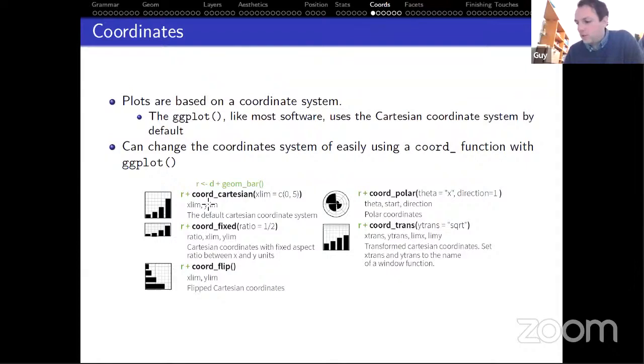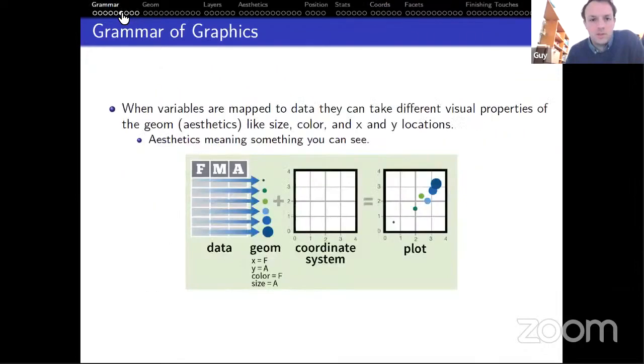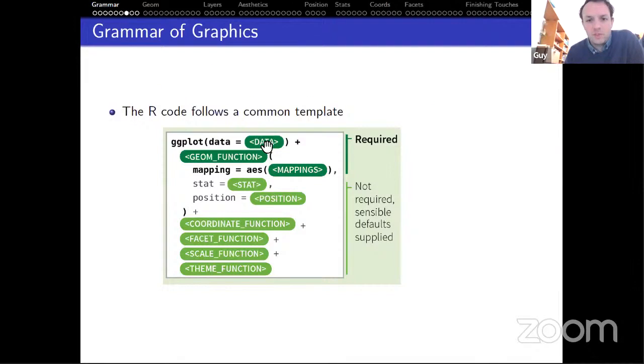Okay, so let's continue with the coordinates. So let's go back again to this one. We've talked about the data, the geoms, the mappings, and a little bit about the stat and the position. And we're going to talk about these final four optional parts in the remainder of the slides.